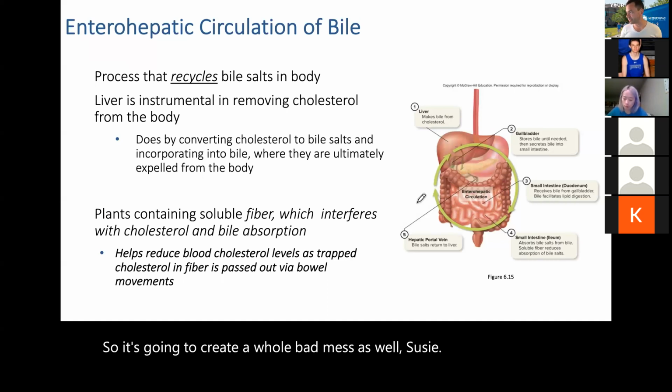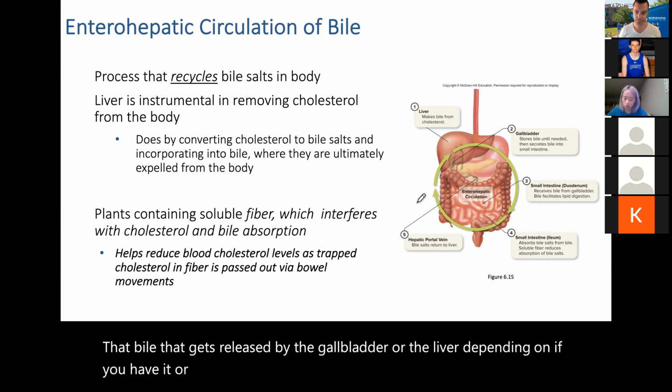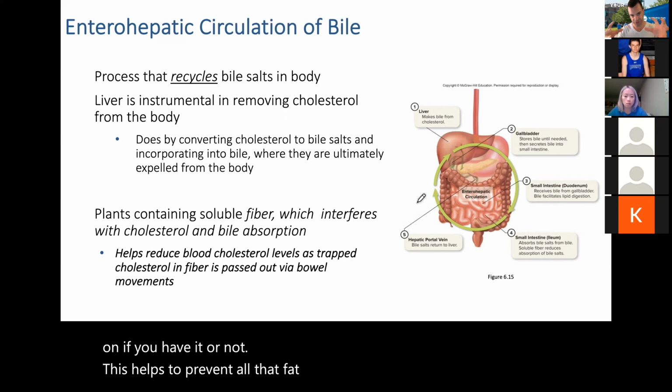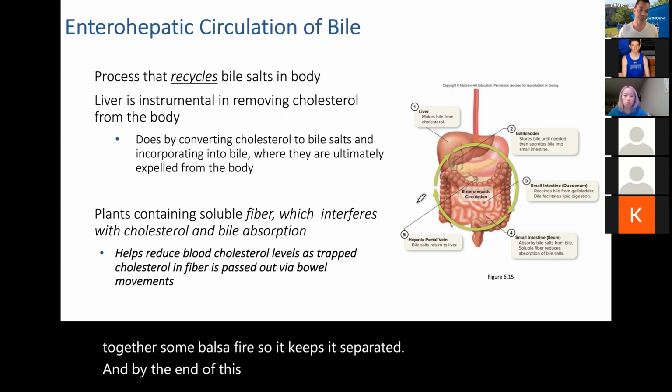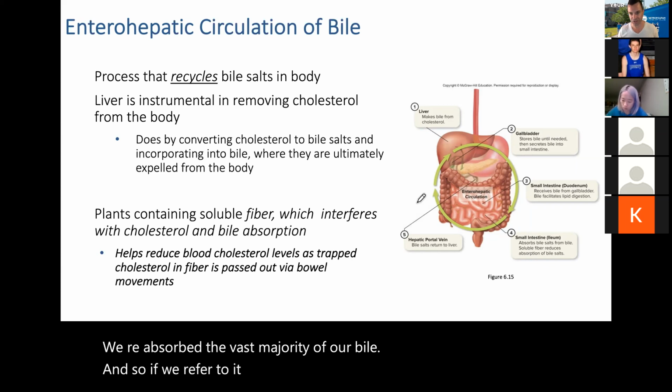As you can kind of see, we recycle quite a bit of that bile that gets released by the gallbladder or the liver, depending on if you have it or not. This helps to prevent all that fat within the small intestine to congeal together. It's an emulsifier, so it keeps it separated. And by the end of the small intestine, by around the jejunum, we reabsorb the vast majority of our bile. And so we refer to it as enterohepatic circulation.